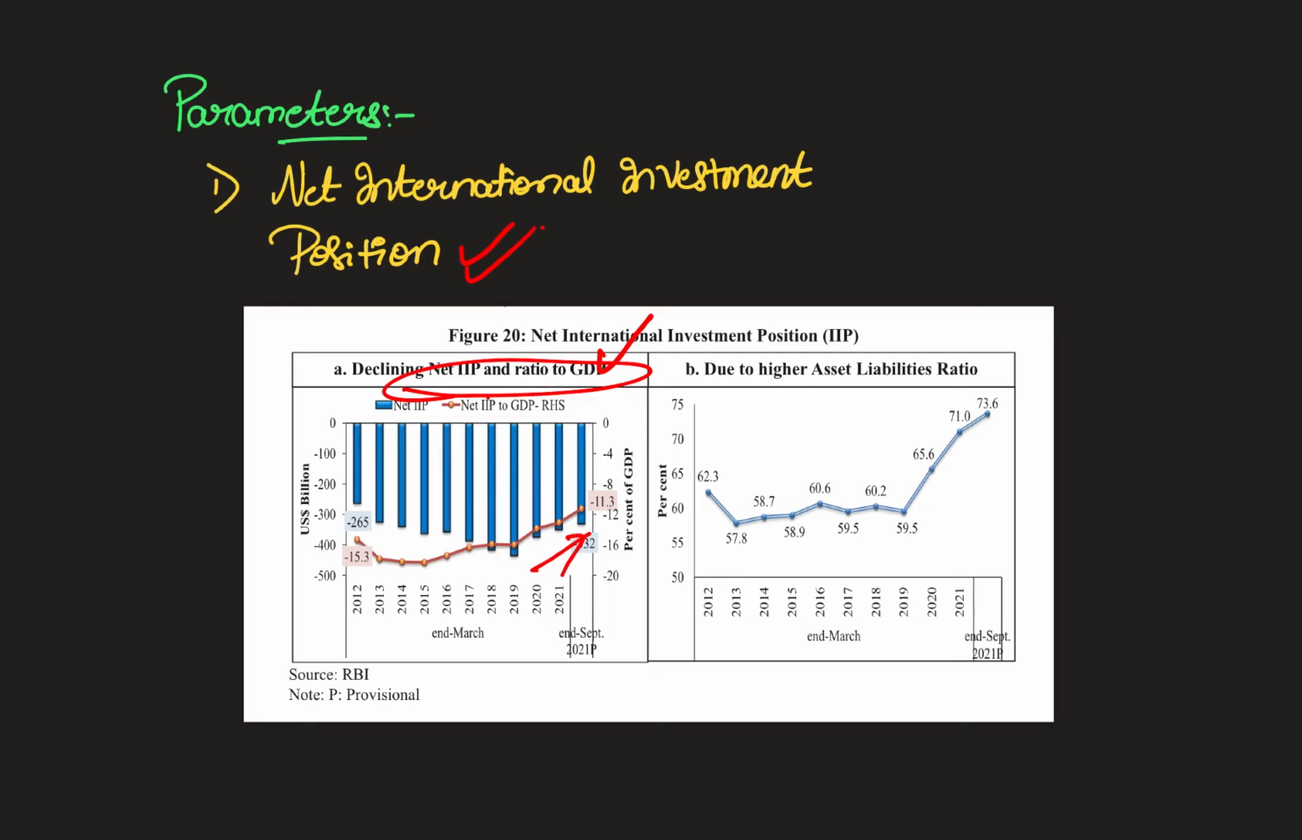At a similar time, the assets to liabilities ratio, if we have more assets, is a good sign. That is also increasing over the past few years. So we can definitely say our net international investment position is increasing, therefore our economy is growing resilient.